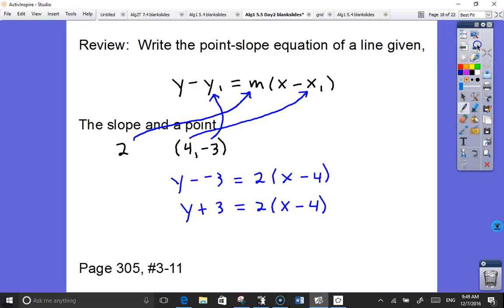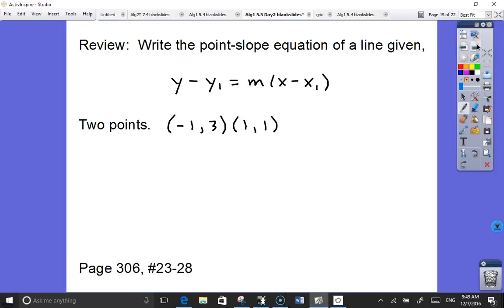Let's try. What if they don't give you the slope, but they do give you 2 points? Find the slope, right? So we've got m equals 1 minus 3 divided by 1 minus negative 1, which is negative 2 over 2, which is negative 1. Okay, then what?